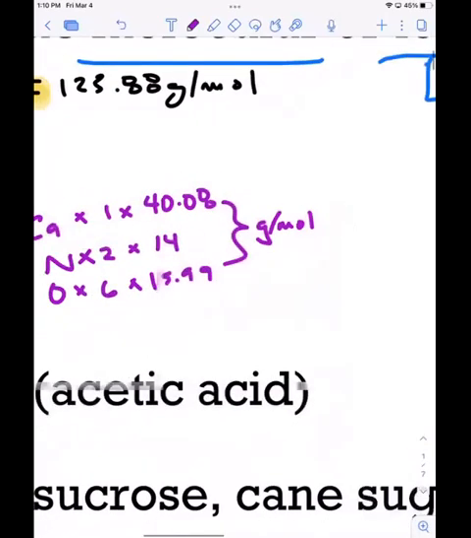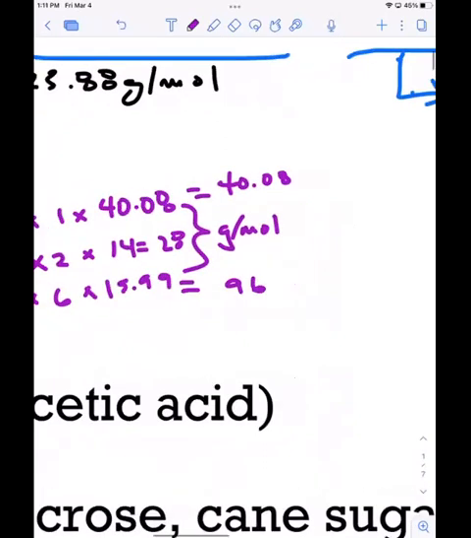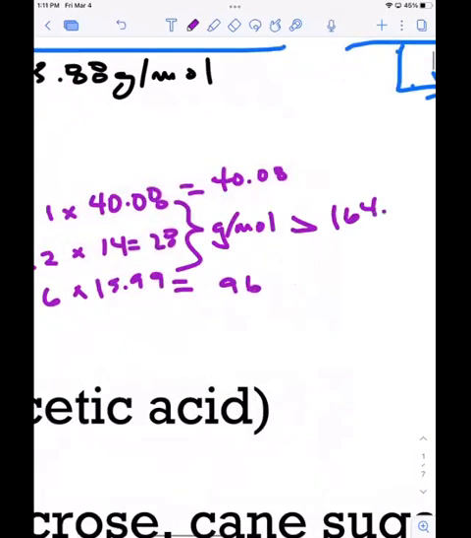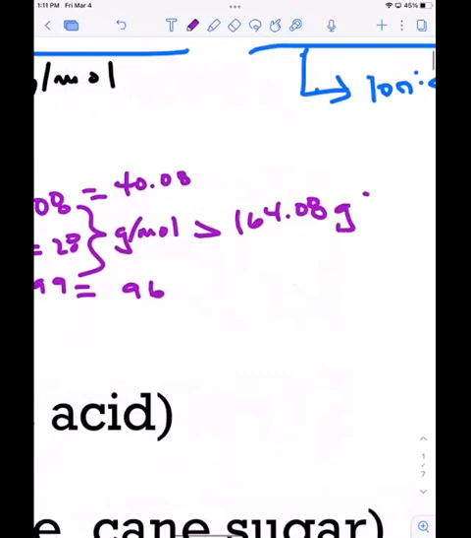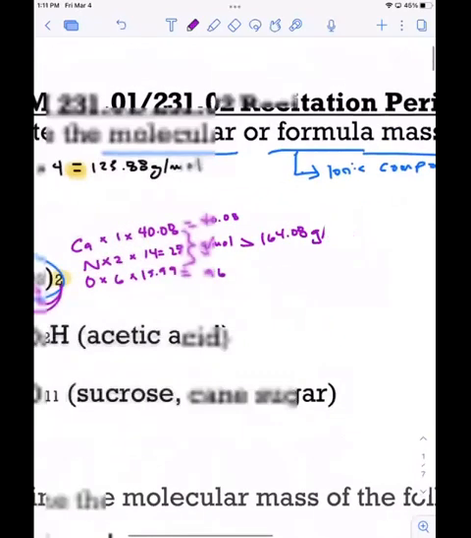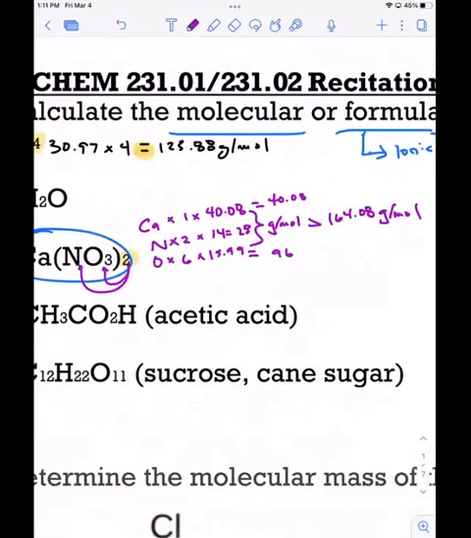So when we add them up, let's just round it to 96, and then 28, and 40.08. That's going to be 136.08 plus 28. We get what? 164.08 grams. Right. The key is to understand that those subscripts mean you have to multiply. So when you have a subscript, you've got to multiply through with that subscript to make sure you get the proper stoichiometry and the proper masses.